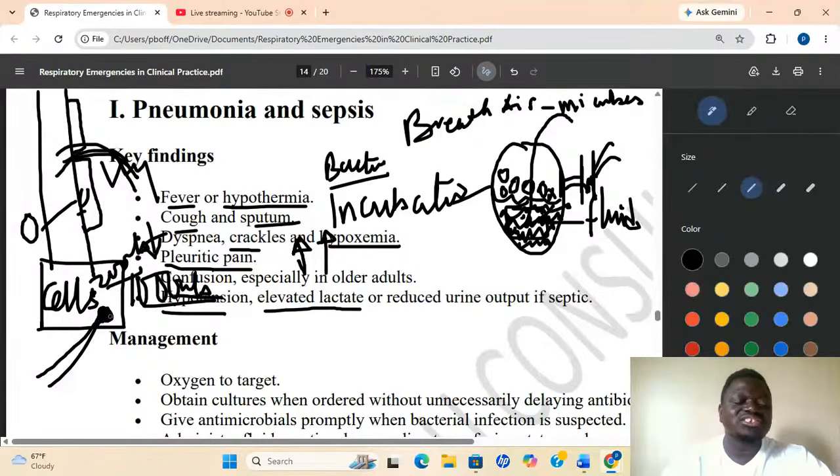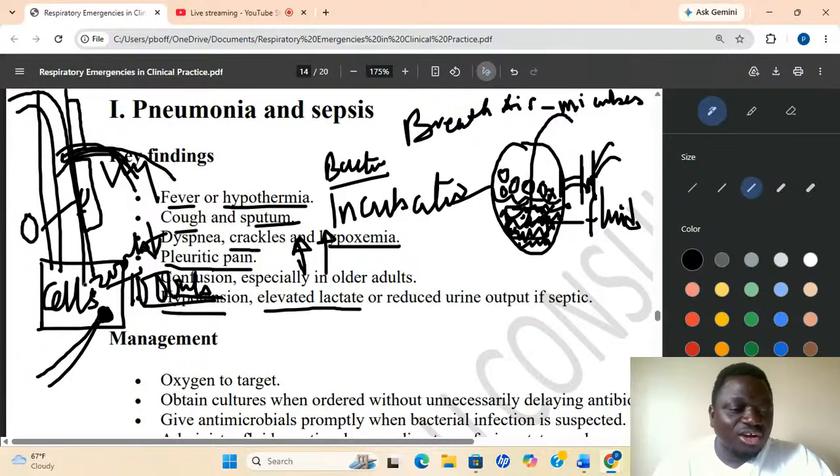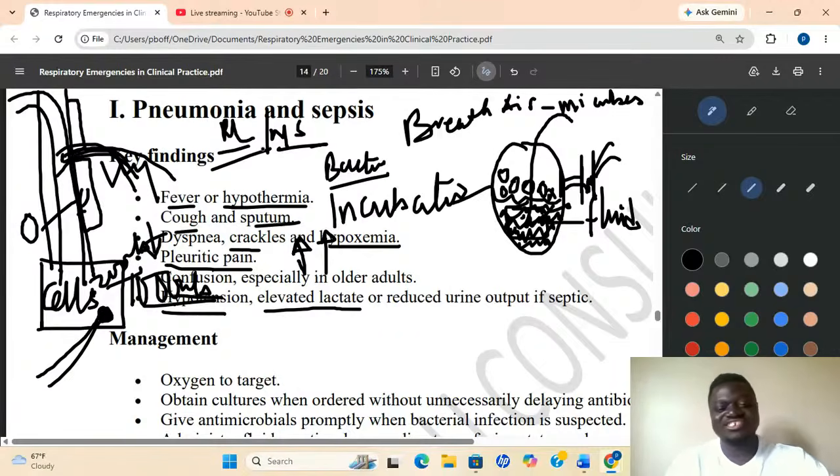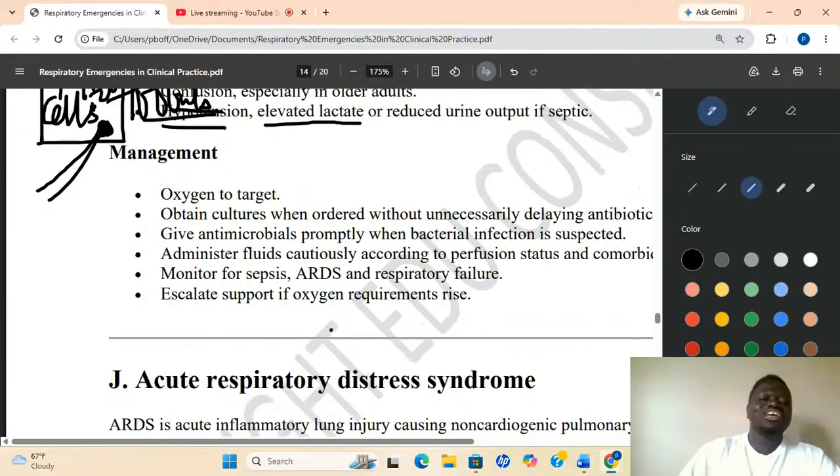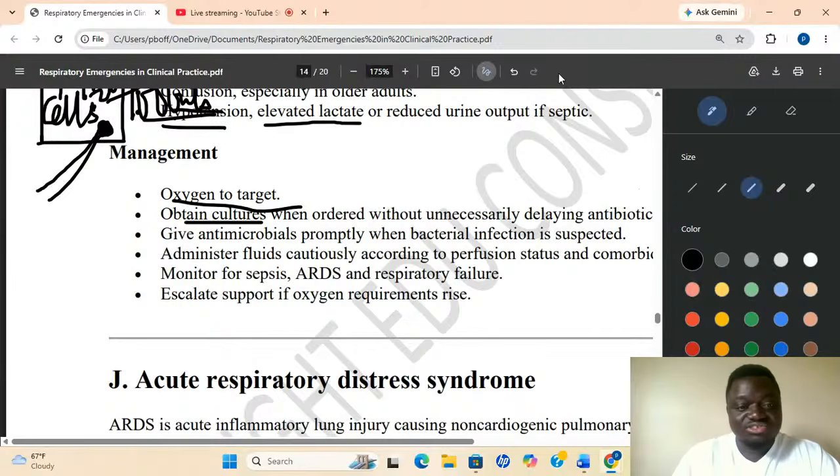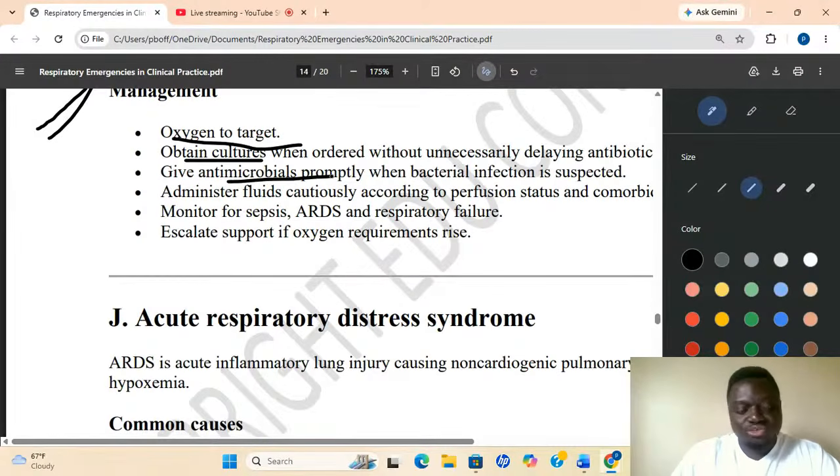How can I fix this? I need to push more fluid because the cells are not getting fluid. Why? Because the plasma that is supposed to come here has drained out. So I need to push more fluid down. What IV fluid will I give? Your Ringer's lactate and your normal saline with electrolytes in it. Perfect. You are done. So oxygen, your blood cultures before you even give anything to the patient. You give your antimicrobials promptly.